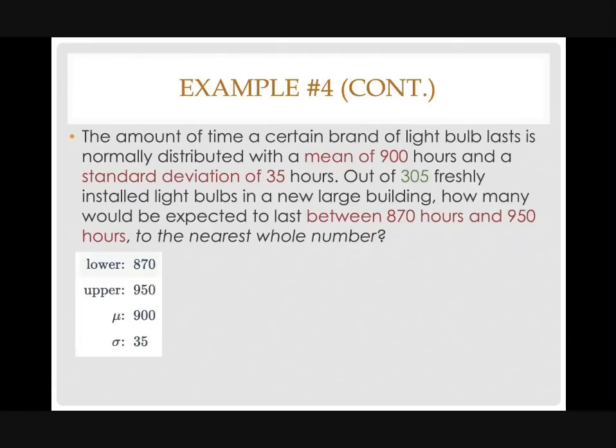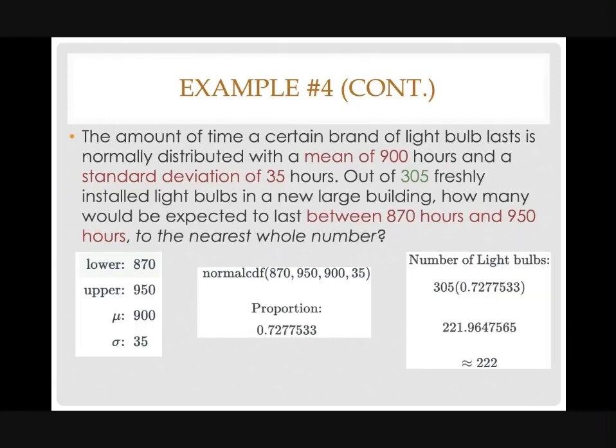Here, we would put the exact same values into our calculator. We would find the normal CDF, and we would get the following proportion. Now, with that, we take the 300 and we multiply that by that proportion. And we get that to the nearest whole number, approximately 202 of those light bulbs will have that range.